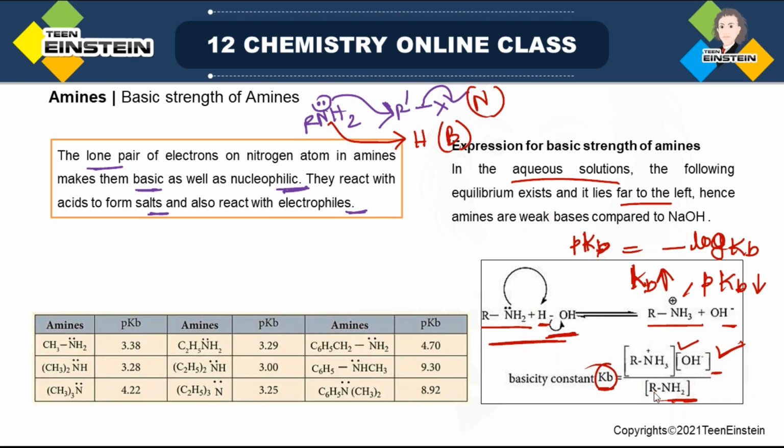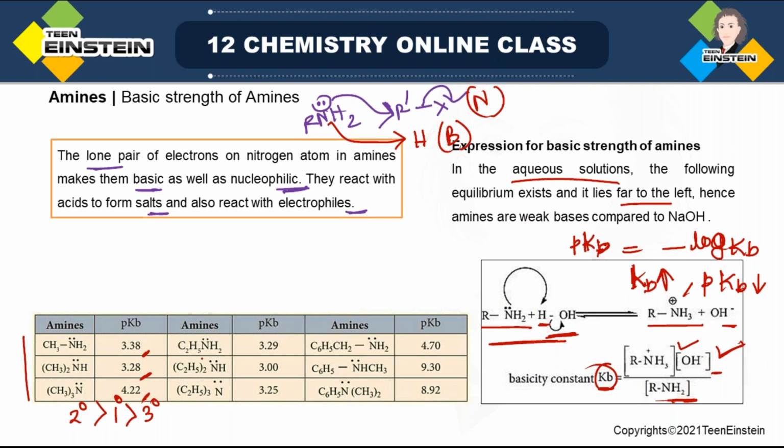Here we have a list of pKb values. So these three amines, 1 degree, 2 degree, then 3 degree. Look at the pKb values 3.38, 3.28, 4.22. That means from this experimental result we can say here 2 degree is maximum basic. After that it is 1 degree and then it is 3 degree. I'm just talking about the experimental observation. What is the reason behind that? We will come to that point later. But this is the observation.